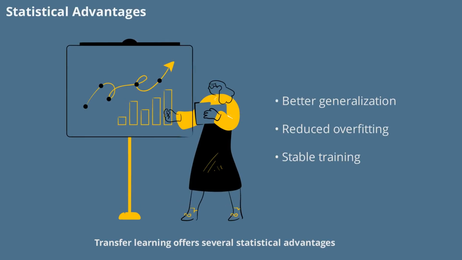Transfer learning offers several statistical advantages. It helps models generalize better when you have limited data, reducing the risk of overfitting.